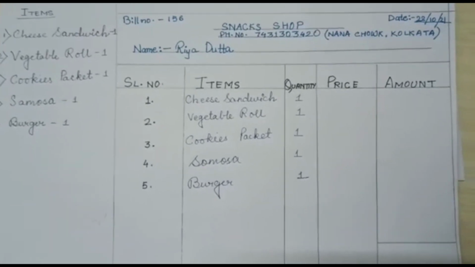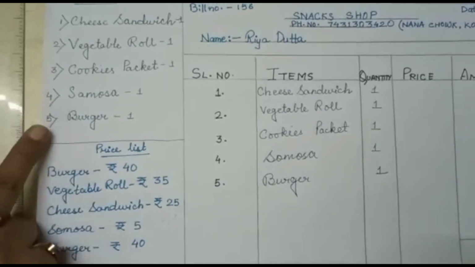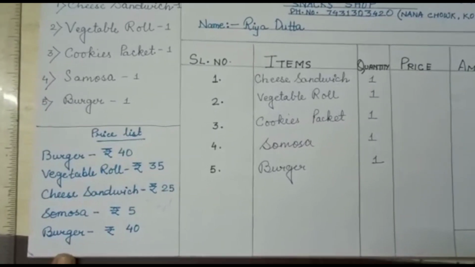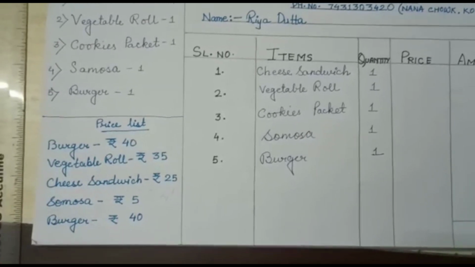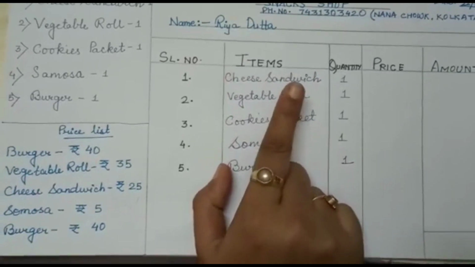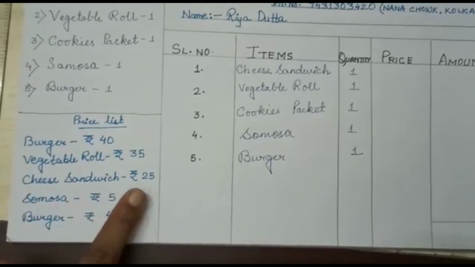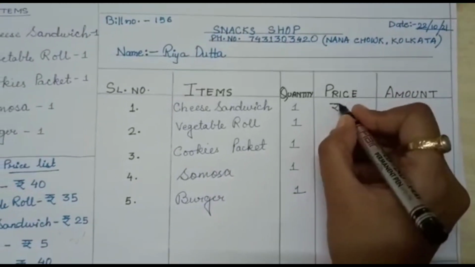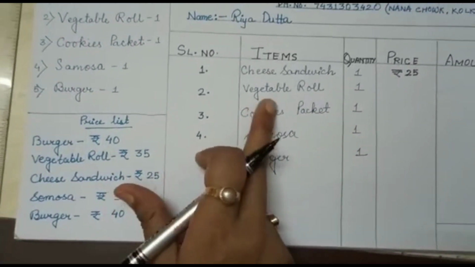Now what will we do in the next step? Now see, for these items a price list is given. In every bill there will be a price list when you make a bill. So see, first we have the cheese sandwich. Let us see what the price of the cheese sandwich is in the price list. The cheese sandwich is rupees 25. So here we will write rupees 25.